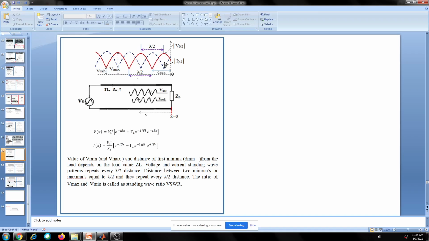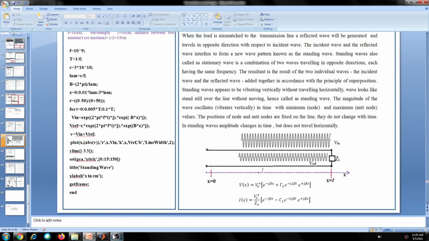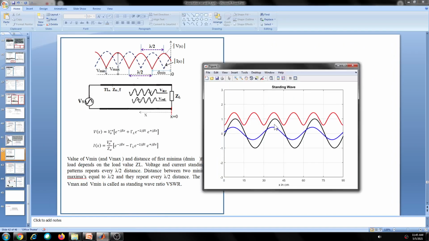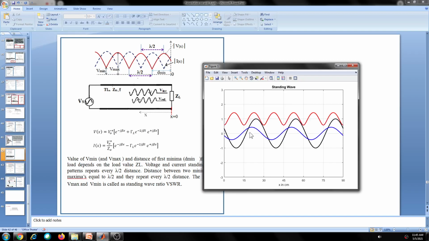So the voltage varies like this as a standing wave pattern over a transmission line. I have written here V maxima, from here to here, and here is a maximum and this is a minimum. Here I have written the 0 point, this is the maximum value, and this is the minimum value, whatever it is above the 0 axis.